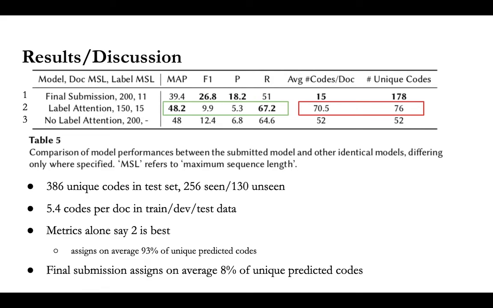This, therefore, is what motivated our decision to choose the final model that we did, because this one predicted 178 unique codes, meaning that it captured more of those lower resource codes, while only assigning on average 15 codes per document. Therefore, our decision to submit this final model was motivated by the fact that this one didn't seem to just be tricking the metrics by over-assigning codes, or by assigning the same exact codes to every single document.